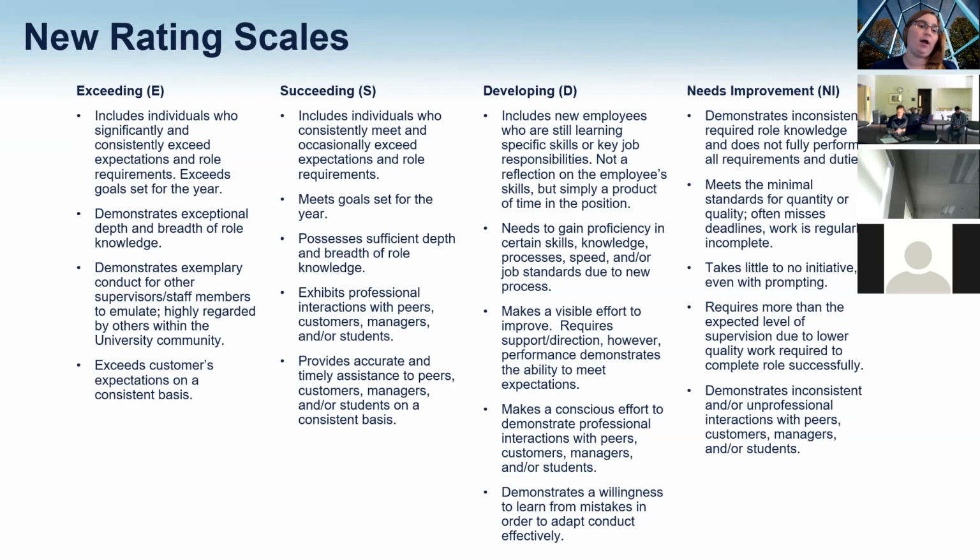And then the other ends of the spectrum: exceeding should be for those folks that are truly going above and beyond the role expectations and are, you know, your star performers. And then needs improvement is going to be the other end of the scale, where they need to develop more. Maybe they need some additional tools or resources to be able to improve. So we will want to see most folks hopefully falling in the succeeding and developing ranges.